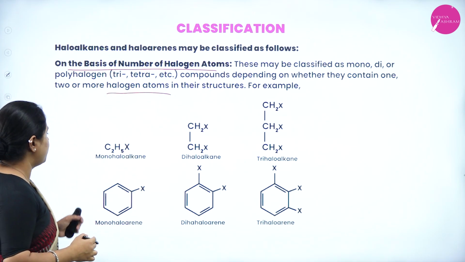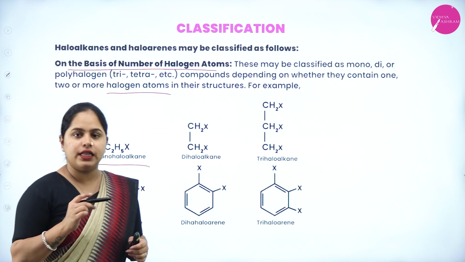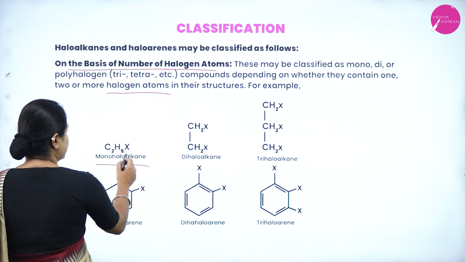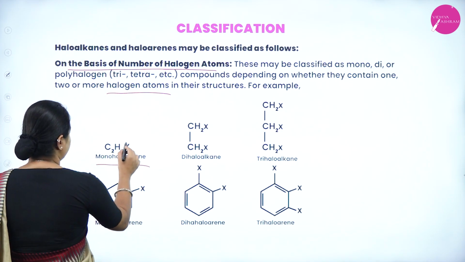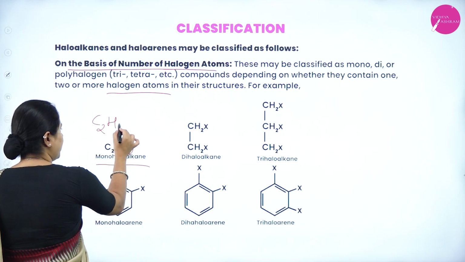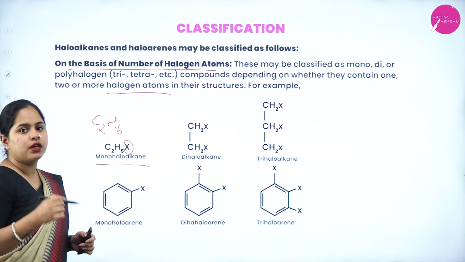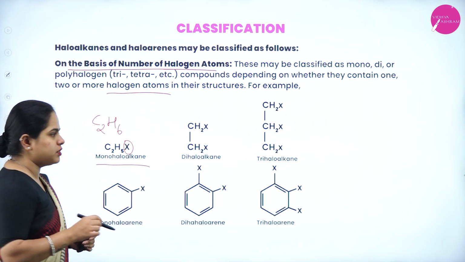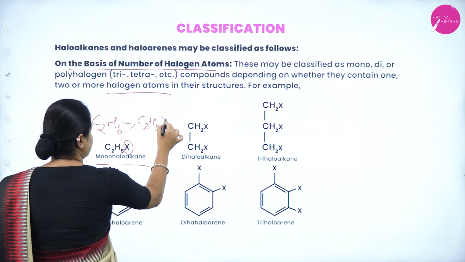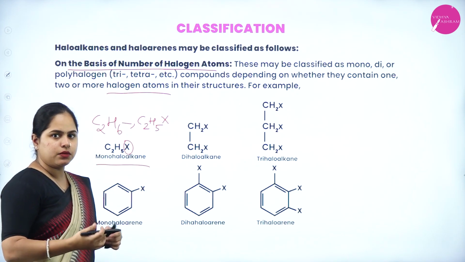So for example, the first one is monohaloalkane. What is monohaloalkane? In that haloalkane, only one halogen atom will be there, right? As you can see here, C2H5X is given. This X stands for halogen, right? It has been derived from C2H6, which is ethane. So instead of this hydrogen atom, only one halogen atom is replaced and you get C2H5X, right? So this is ethyl halide, whichever halogen atom comes there.